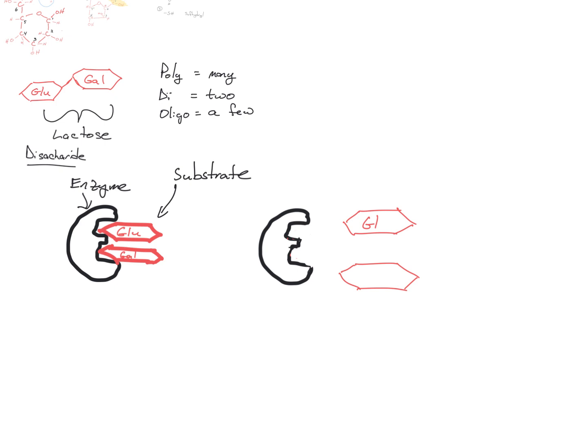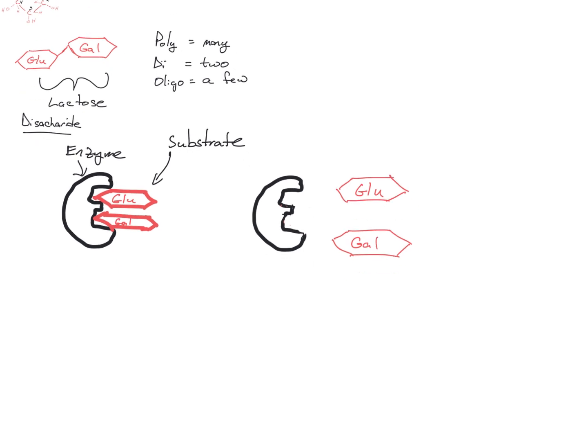So glucose and galactose are the products. As you can see, the enzyme doesn't change, but you started with your substrate in the beginning. The substrate was, in this case, lactose, remembering that OSE means sugar.